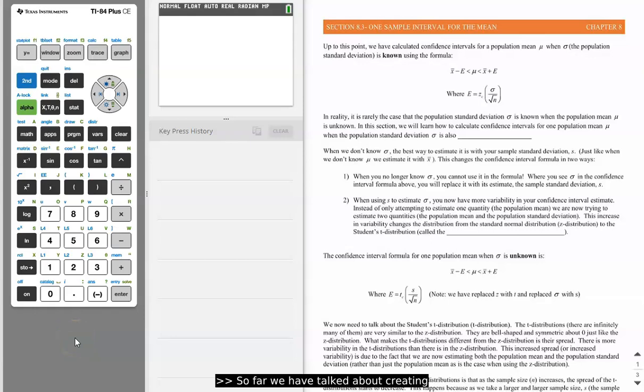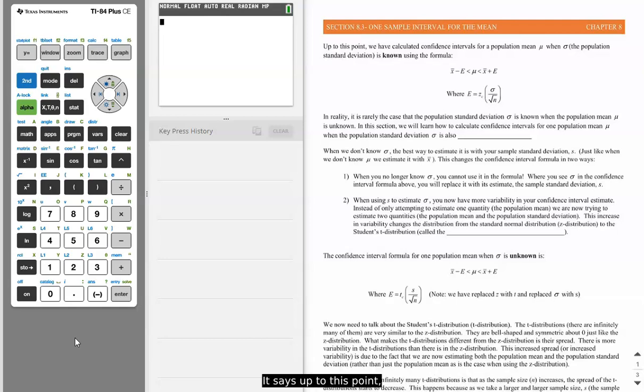So far we have talked about creating a one sample interval for the mean using a z-distribution and then a sample proportion, right? We were looking at confidence intervals for population proportions. So today, we're going to talk about what if the population standard deviation is unknown.